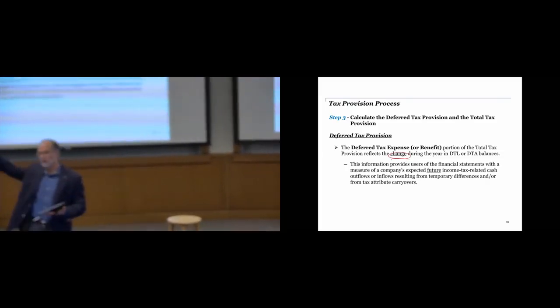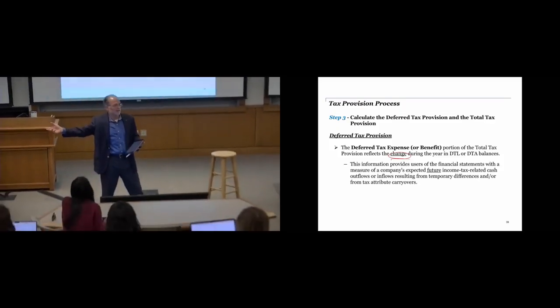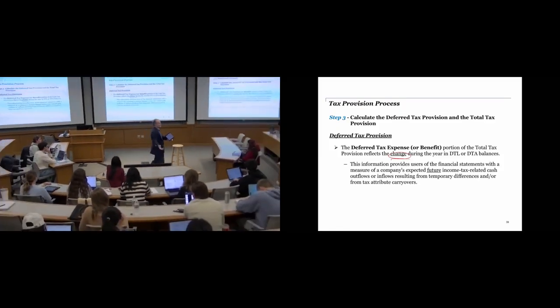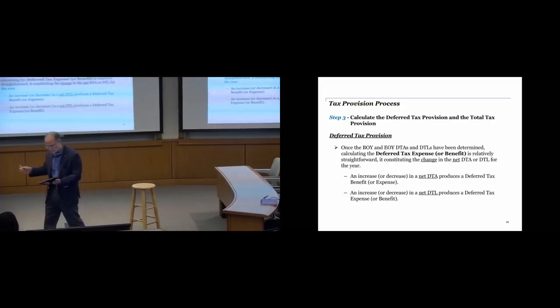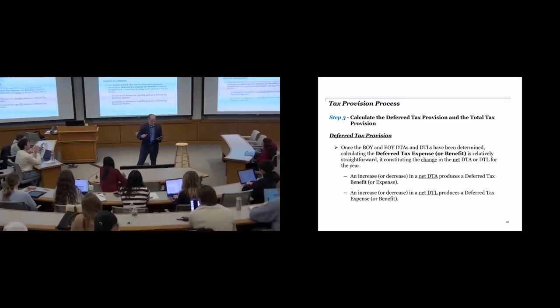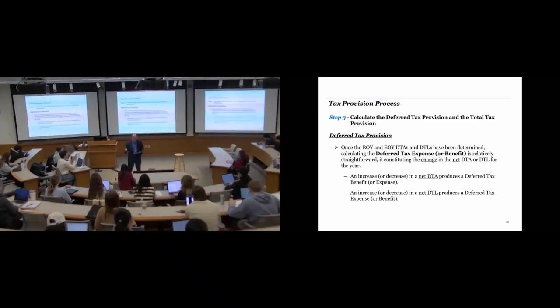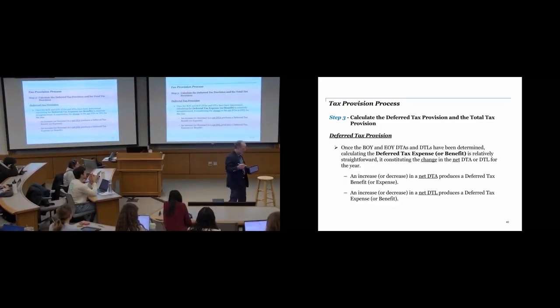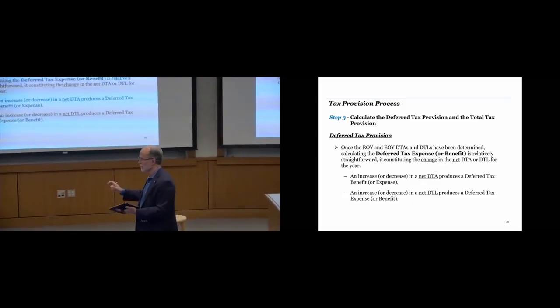Am I going to have to pay a lot of tax in the future? Am I going to have to pay a little tax in the future? We've got these deferred tax assets. That's why we're doing this. So once I've got the beginning and end of year DTAs and DTLs, which we did in the last example, calculating the deferred tax expense or benefit is relatively straightforward. It constitutes the change in the net DTA or DTL for the year.